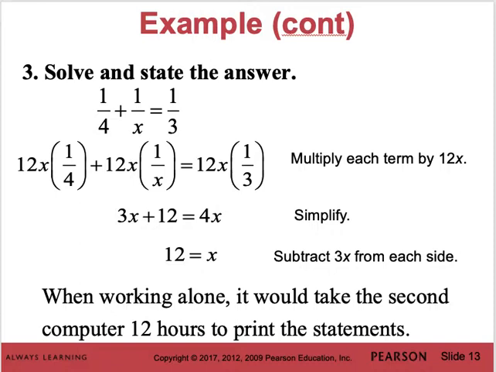If we are looking to solve this, we want to figure out the least common denominator. That would be 4 times x times 3, which is 12x. 4 times 3 is 12. So we multiply each term by 12x, which gives us 3x plus 12 equals 4x. Solve for x, so subtract 3x. We're left with x equals 12. So when working alone, it would take the second computer 12 hours to print the statements.